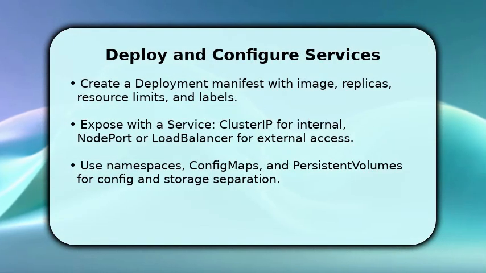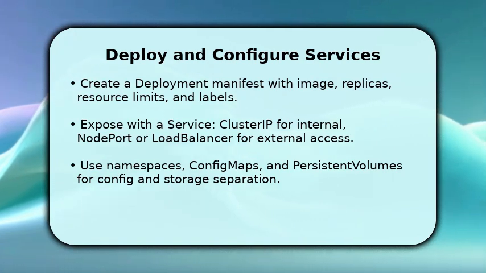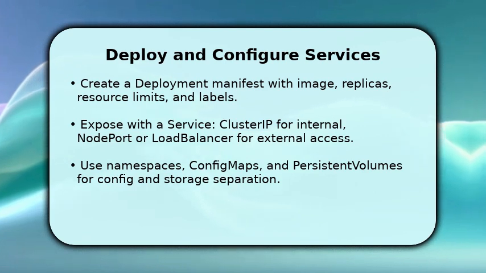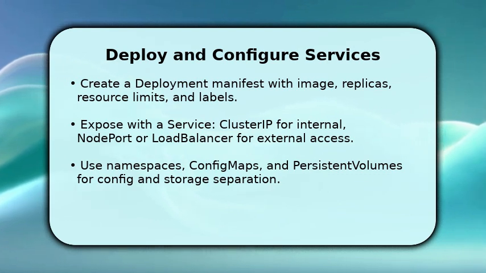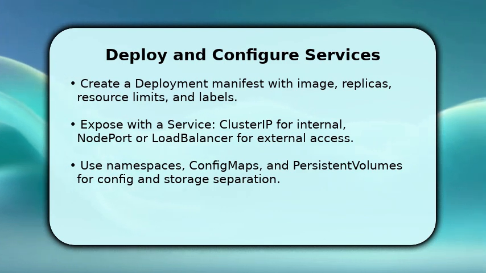You now apply manifests to define desired state. Use kubectl apply -f deployment.yaml to create the deployment, then kubectl apply -f service.yaml to expose it. Choose NodePort or LoadBalancer depending on access needs. Configure environment via ConfigMap and secrets and attach persistent volumes for stateful data.